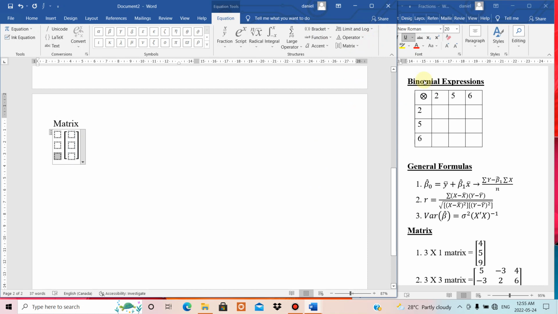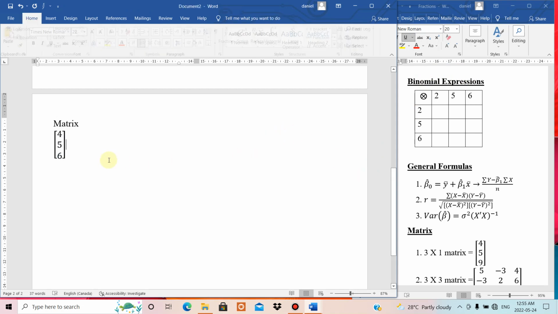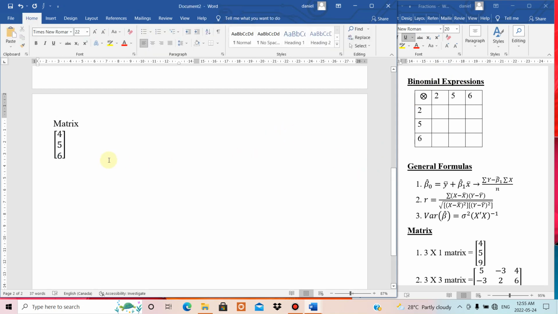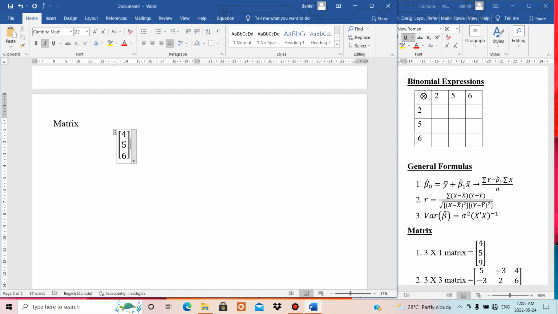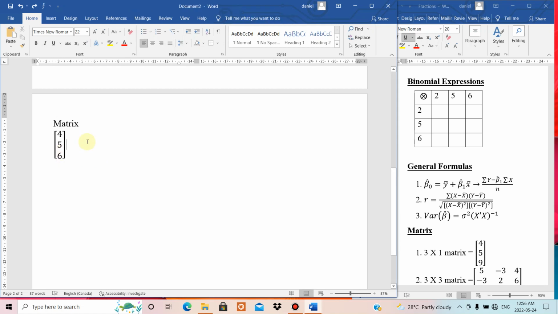So let's delete. Yes. So you have 4, 5, and 6. That's your 3 by 1 matrix. So with the matrix, it's very simple to key. All you need to know is where to locate it. So let's type our 3 by 3 matrix. So this is a 3 by 1 matrix.